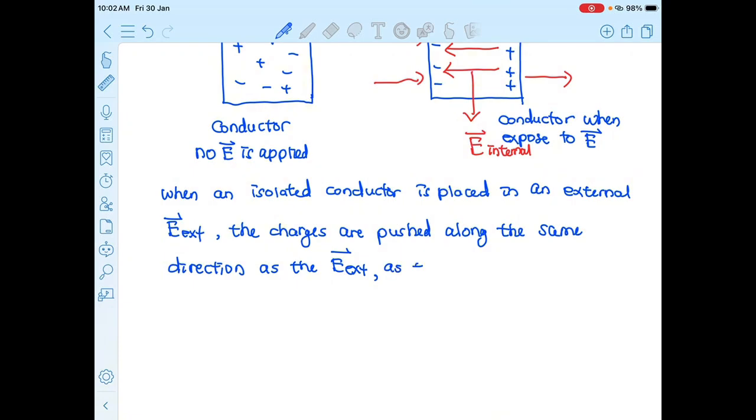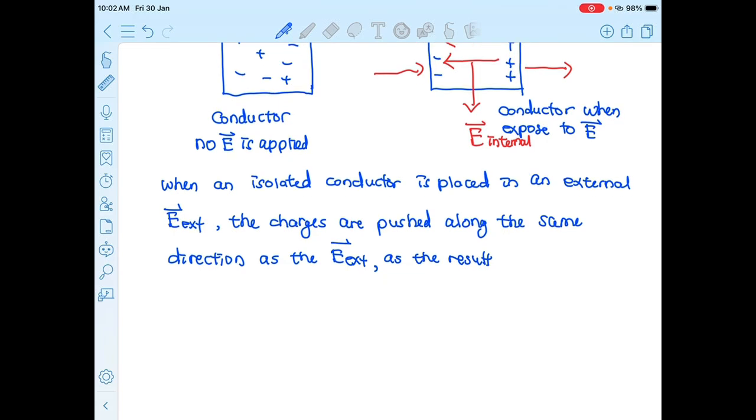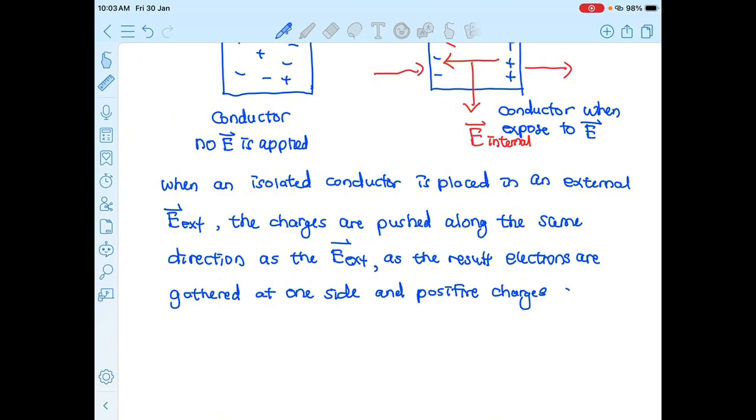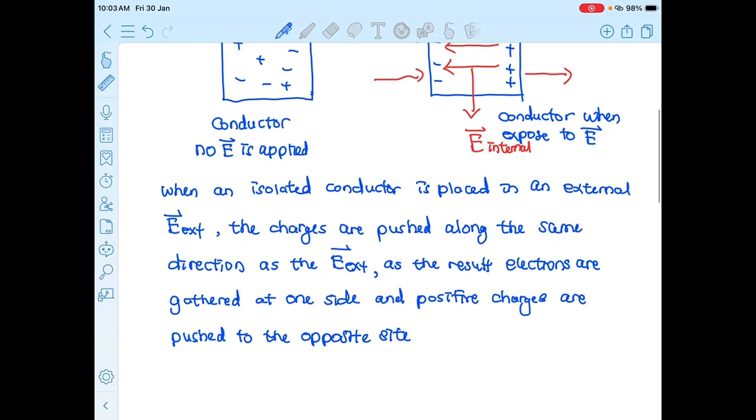As a result, electrons or negative charges are gathered at one side, and positive charges are pushed to the opposite side, as shown in the figure.